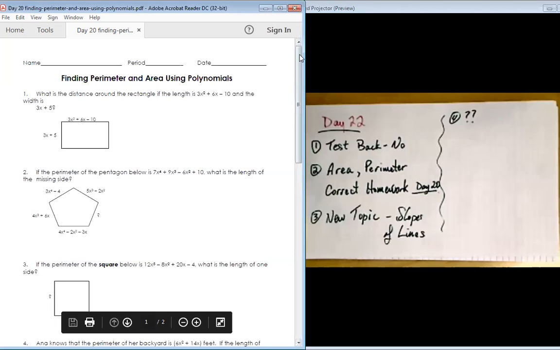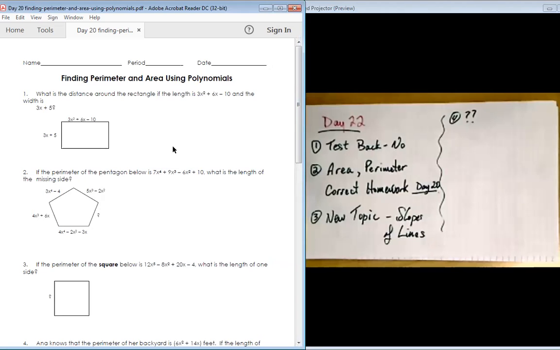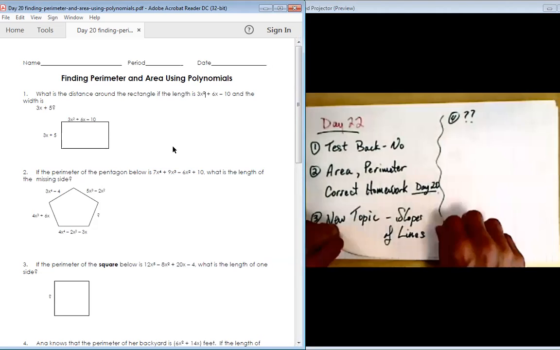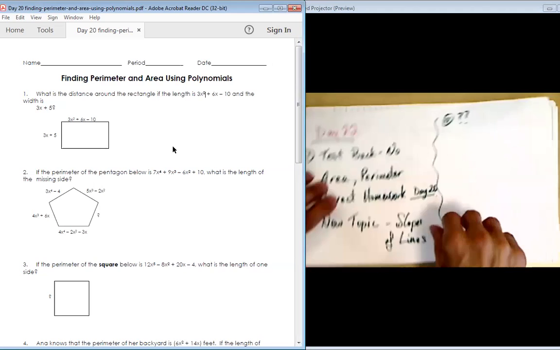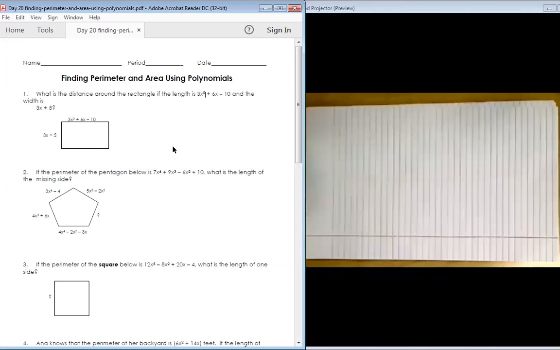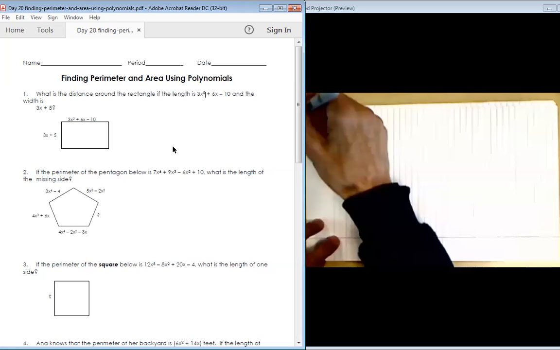Okay, so the first one is number 1 there then, right? That's the first one I gave you? Perfect. Number 1 it is. What are you looking at? What is the distance around?